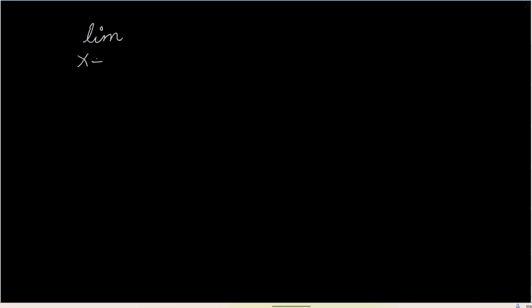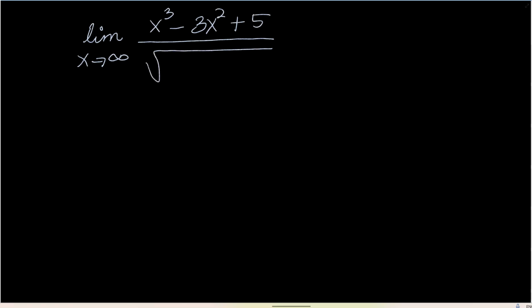Okay, so here is a problem that we will consider. Suppose we were looking at the limit as x goes to infinity of x to the 3rd minus 3x squared plus 5, divided by the square root of 4x to the 6 minus 4. I made it 4 because I want that to be nice. Okay, so there's that.